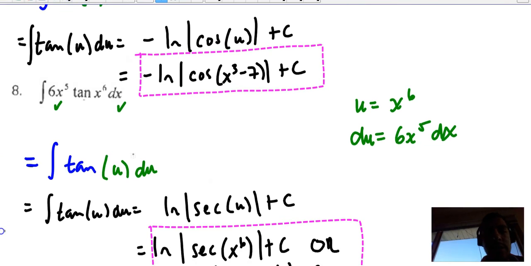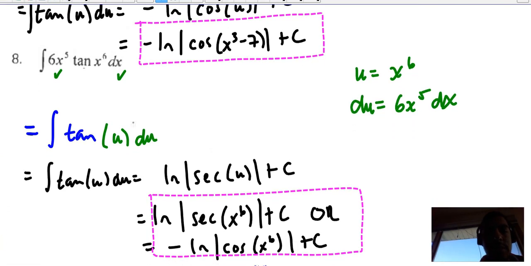Number 8, similar idea with the u equals x to the 6. Same exact process. I just rewrote my answer here with natural log absolute value of secant, getting us used to that there's 2 possible ways to do secant or cosine with tan, with an antiderivative of tan.